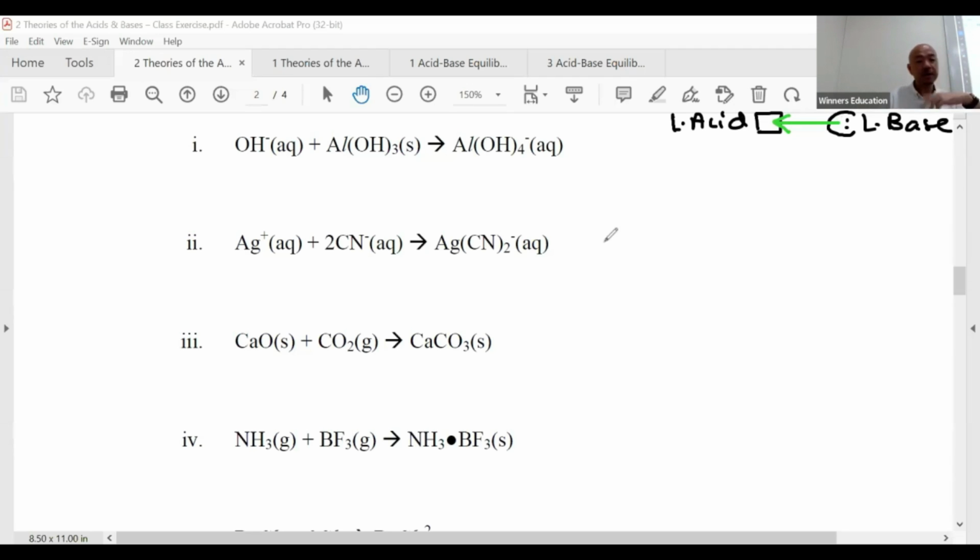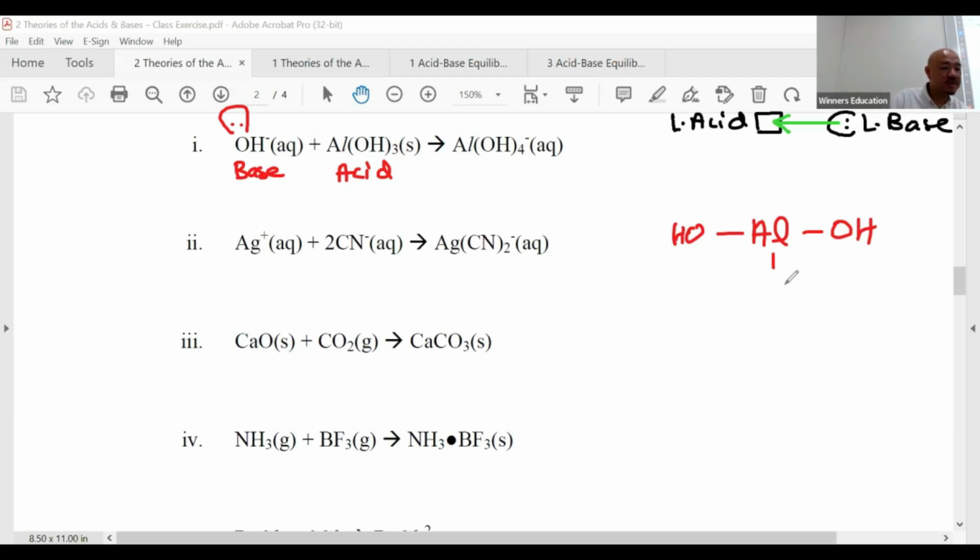Done. So first one, OH minus and AlOH3. Someone tell me who is the Lewis acid and who is the Lewis base. OH minus, do you think it's the acid or the base? Confirm base. Why? How do we know there's a lone pair? Because all negative ions will always have availability of at least one lone pair. Make sense? There's a minus charge. So this must be the acid. Do you know where the empty orbital is over here? On aluminium, in aluminium hydroxide.